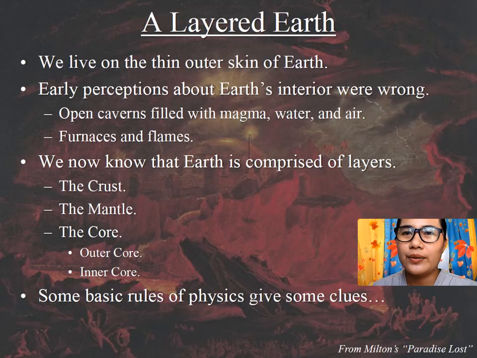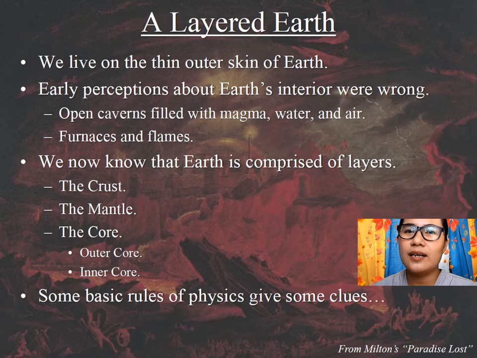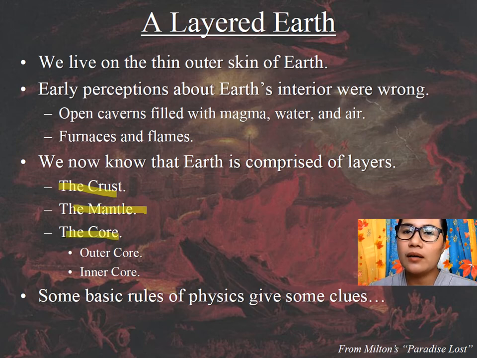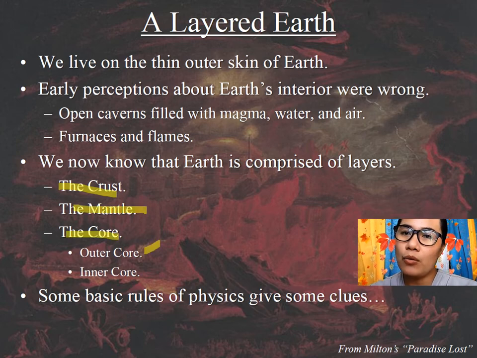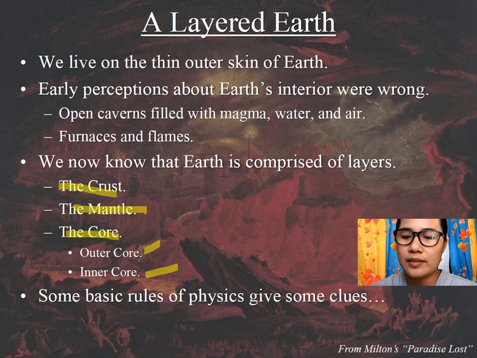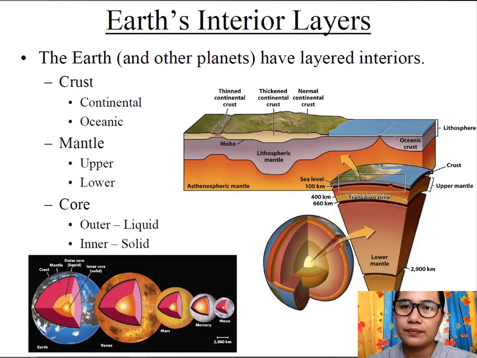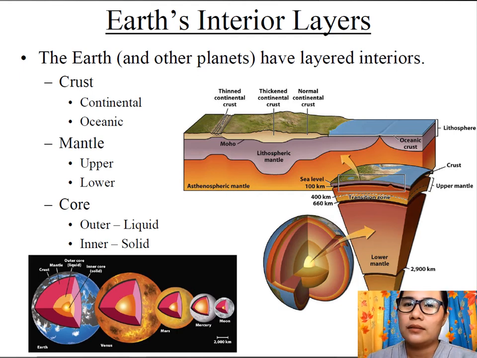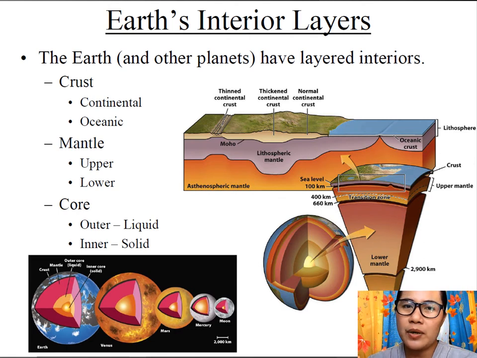The layered Earth. We now know that the Earth has layers. What are these layers? We have the crust, the mantle, and the core. Tulo sila kabuok, pero naa siyay upat, kay naa may outer core ug inner core. Nag-separate si outer ug inner core. So, through diagrams and artist visualizations, makakita ta, kay dili na nato makita, because we are only a very tiny speck on the surface of the Earth. Daghan mga visualization kung giunsa ang hitsura sa layers sa Earth.